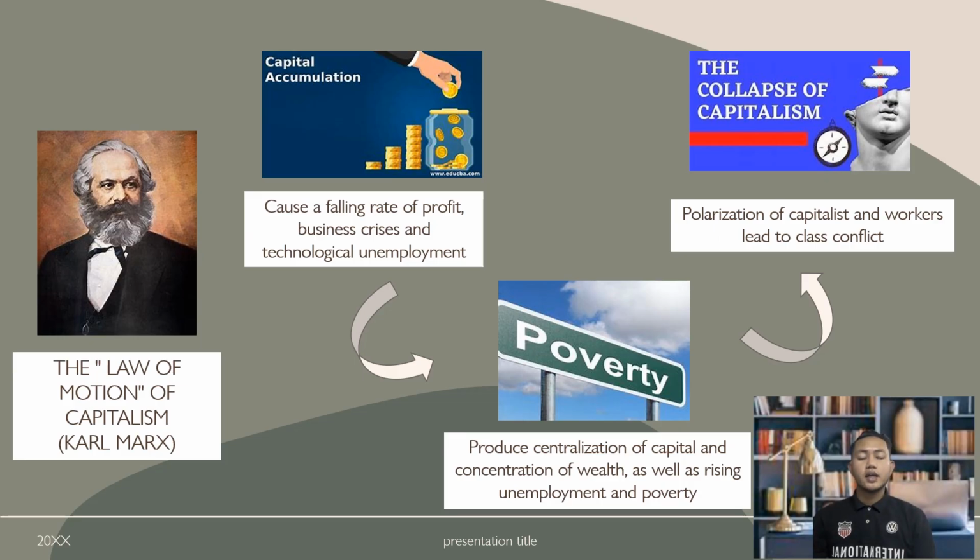According to Marx, capital accumulation will cause a falling rate of profit, business crisis, and technological unemployment. This outcome produces centralization of capital and concentration of wealth, as well as rising unemployment and poverty. Apart from this, the polarization of capitalists and workers leads to class conflict and the collapse of capitalism.